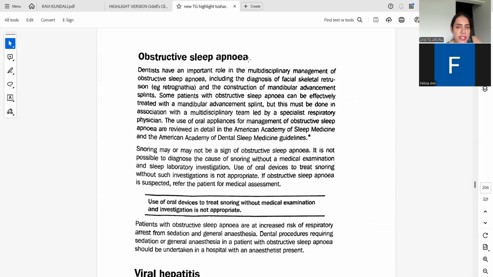Then we have obstructive sleep apnea. Now, dentists have an important role in multidisciplinary management of obstructive sleep apnea, including diagnosis of facial skeletal retrusion or retrognathia, and construction of mandibular advancement splints. So what happens in these patients is when they are sleeping, the mandible falls back, it gets retrognathic, and the tongue occupies the back posture, like it blocks the airway, and that leads to obstruction in breathing.